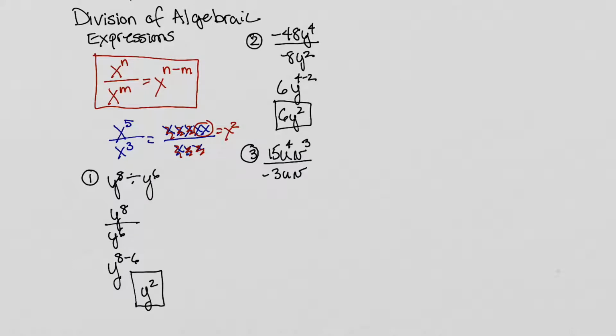Move on to number 3 here. 15 u to the 4th v cubed divided by negative 3 u v. So negative 15 divided by negative 3, positive 15, right, divided by negative 3 will give us negative 5, and then we'll get u to the, now, top exponent minus the bottom exponent. How about 4 minus 1, and v to the top exponent minus bottom exponent, 3 minus 1. So we're going to have negative 5 u to the third v to the second.